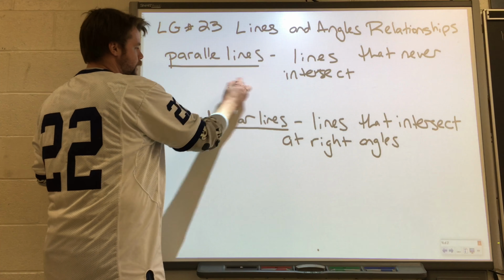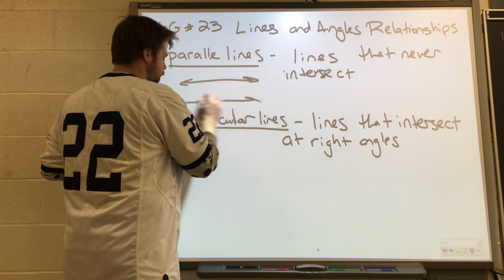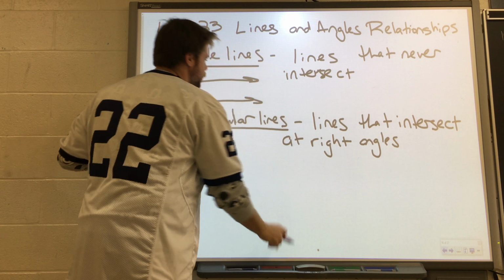commit to memory. First thing here, parallel lines, they're lines that never intersect. So if I draw two lines here that never intersect, they're never going to cross as they go on forever and ever in both directions. They will never cross or intersect. And oftentimes you'll see little arrows on those lines, preferably in a different color, to show that they are parallel. So these two symbols right here represent that they are in fact parallel lines.